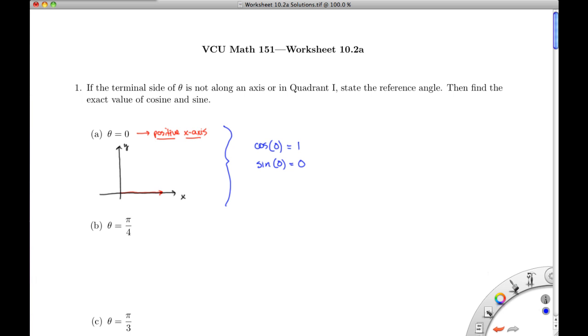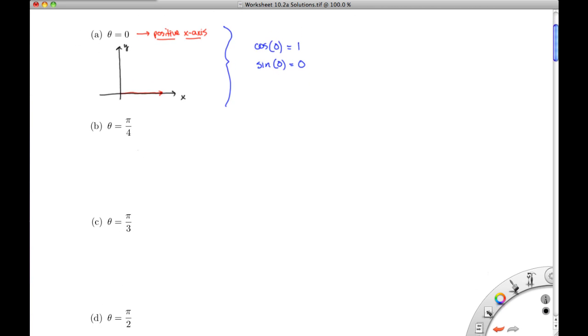For part B, we've got theta equals pi over 4. So let's sketch that angle and see where it lies. Might be helpful to consider that pi over 4 is 45 degrees, if you're still trying to think about it in that manner. So 45 degrees is definitely going to be in the first quadrant, and it's going to be smack dab right in the middle. So there's our angle of 45 degrees.